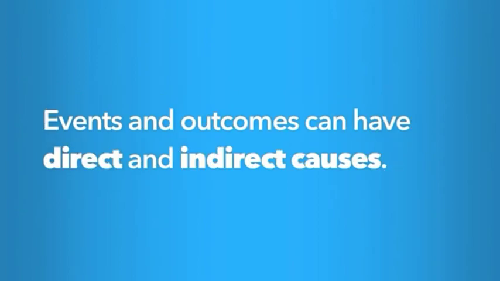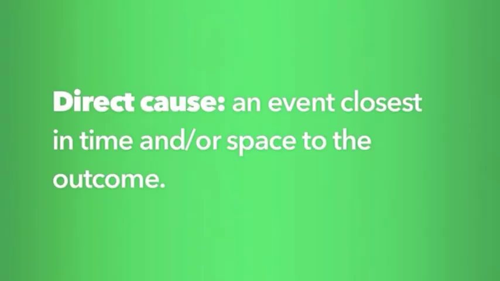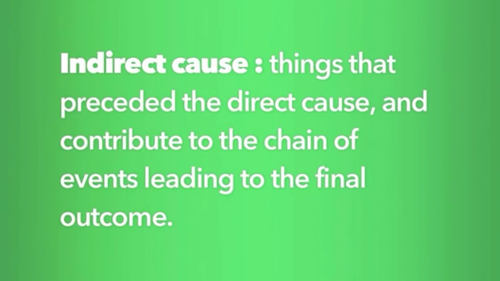Another complicating factor is that many events and outcomes can have both direct and indirect causes. A causes B, which causes C, and so on. A direct cause is the event closest in time and or space to the outcome you're trying to explain. Indirect causes are those things that preceded the direct cause and in some way contribute to the chain of events leading to the final outcome you're concerned with.